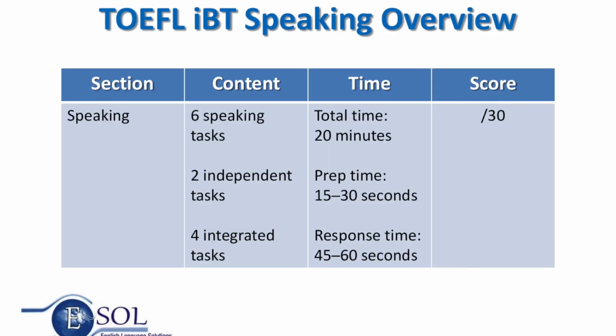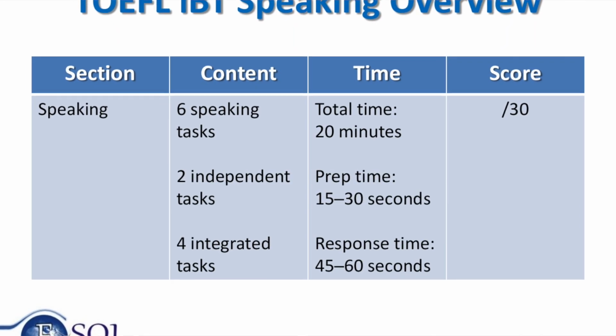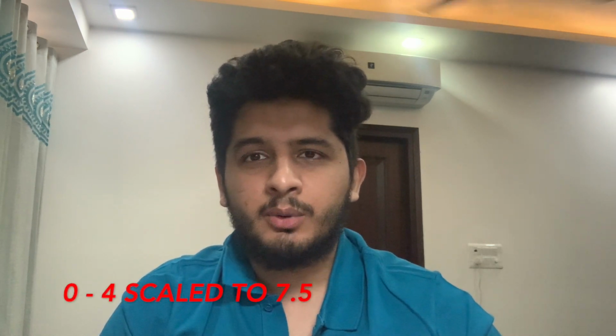Now let us talk about the speaking part. The speaking part is basically a tricky one. As soon as you go on a break after the two sections and you come back, there is a 17-minute speaking test which you have to do. The speaking test is made of 4 tasks. You are given a raw score of 0 to 4 points, which is scaled to 7.5 points, and the whole speaking section is scored from 0 to 30 points. So you will be given a score of 0 to 30 depending upon how you perform.